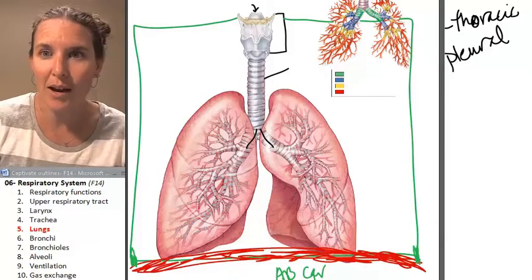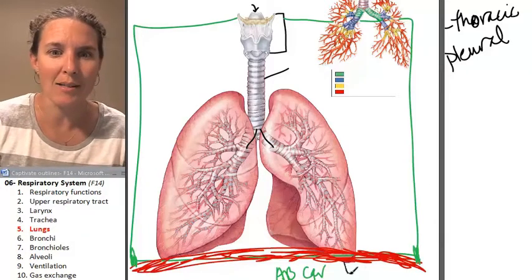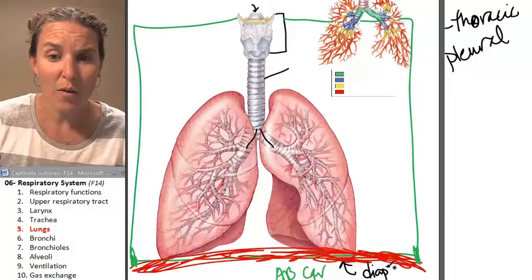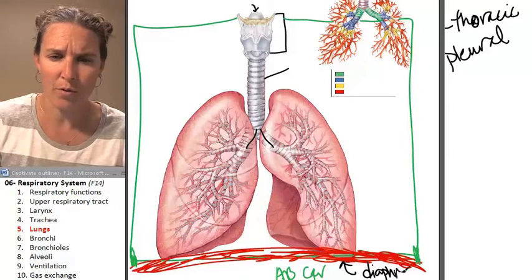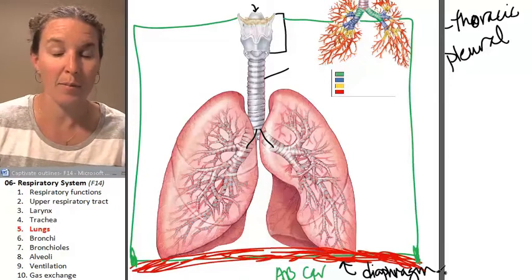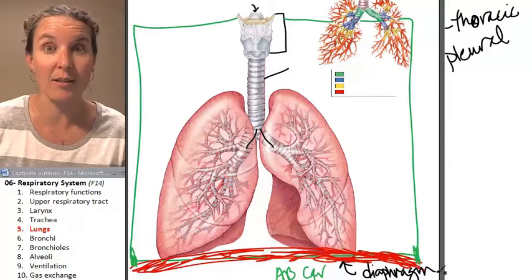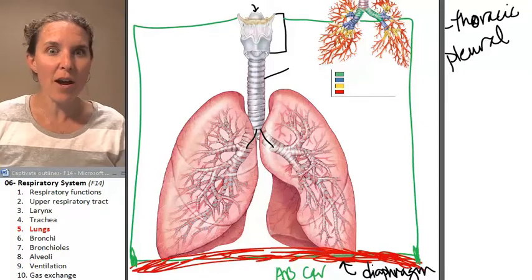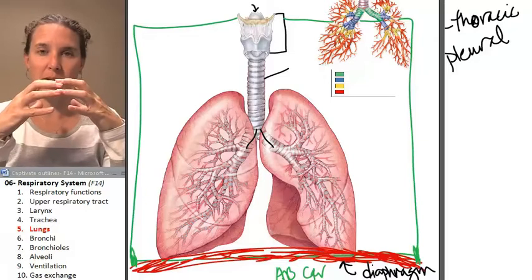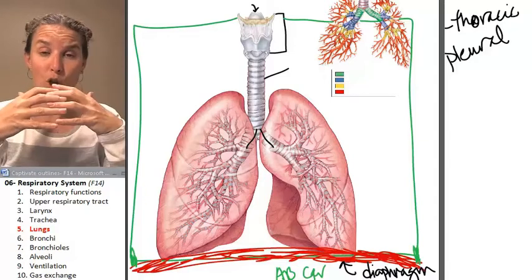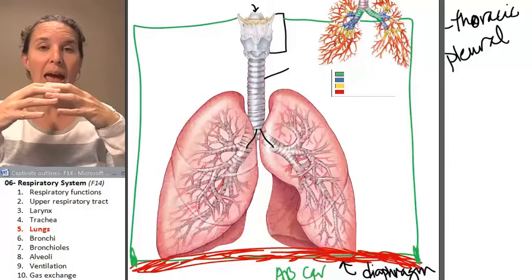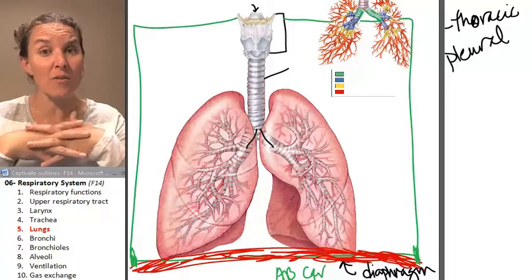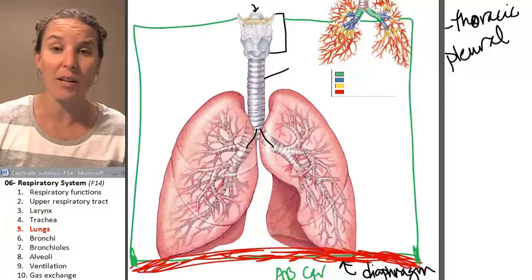And who is this guy? Who is that masked separator? It's the diaphragm. But don't say the G because it's not pronounced like that. It's just spelled like that. So the diaphragm is actually a skeletal muscle that we will know and be able to identify. And when the skeletal muscle contracts, it actually increases the volume of the thoracic cavity.